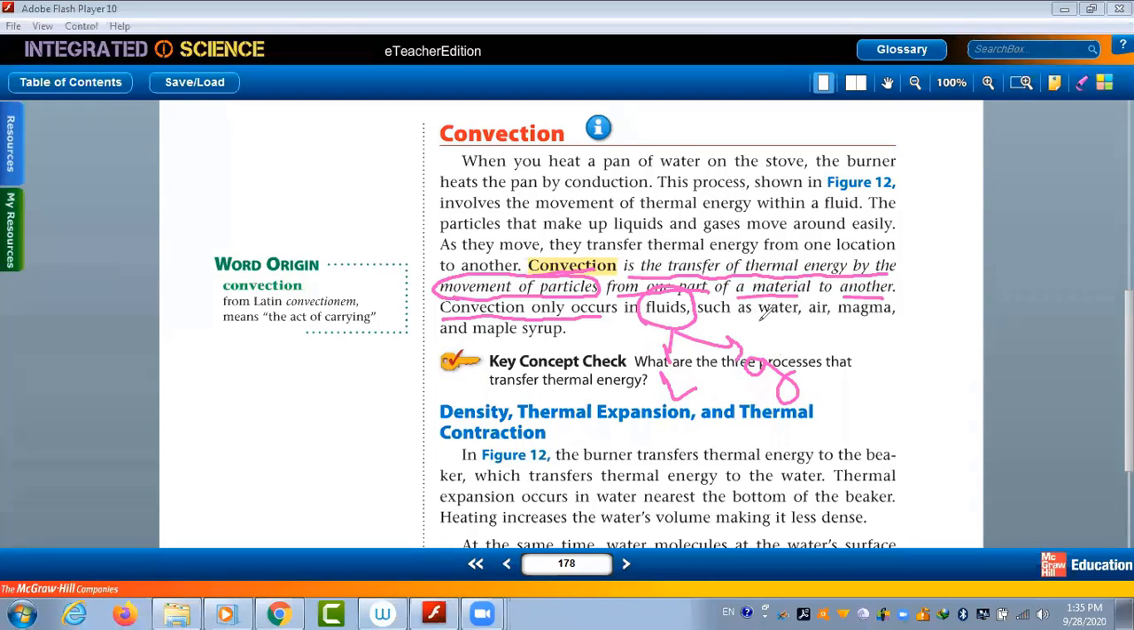So as I said here, such as water, air, magma, and the mobile sea. So convection only occurs in fluids, liquids, and gases. Could it happen in solids? Who can answer this question? Could convection happen in solids, and why?